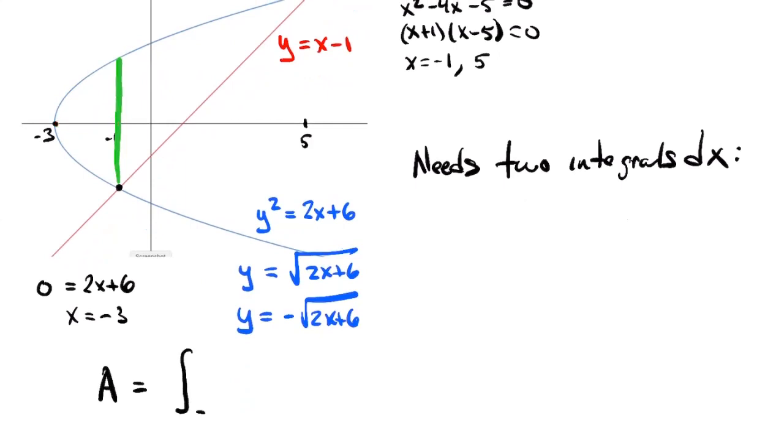We have to pause there. And then what function's on top? It's that square root. And what function's on bottom? It's minus the square root.